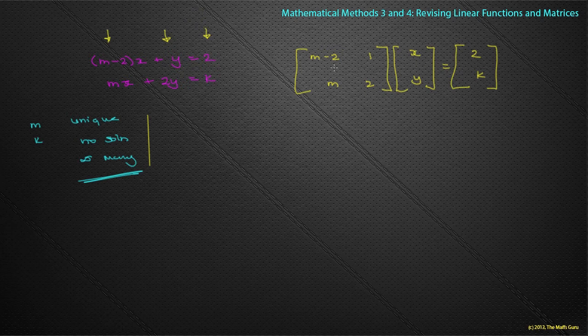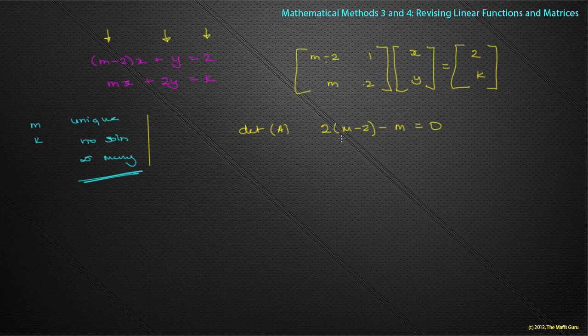What is the determinant? Well, if you remember, the determinant is given by these two corners multiplied together, which is going to be 2 times m minus 2 minus 1 times m. So that's my determinant. Now, if this is equal to 0, what does that mean? It means there are no solutions. Right? If this is equal to 0, there is no solution. So let's just check to see what happens there.